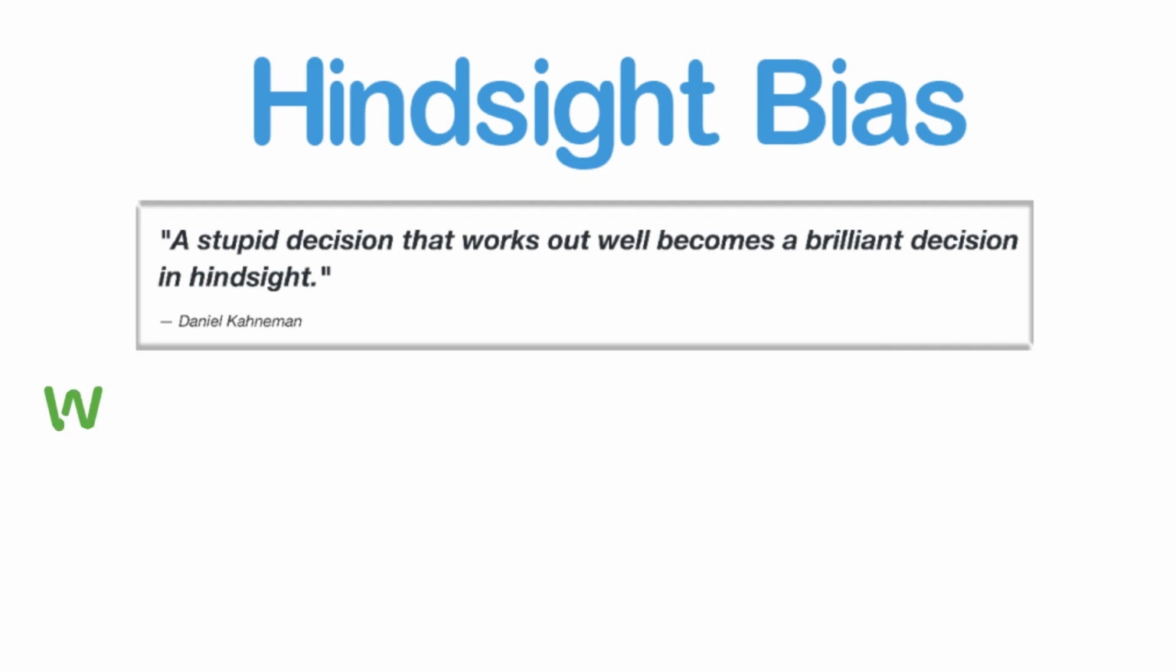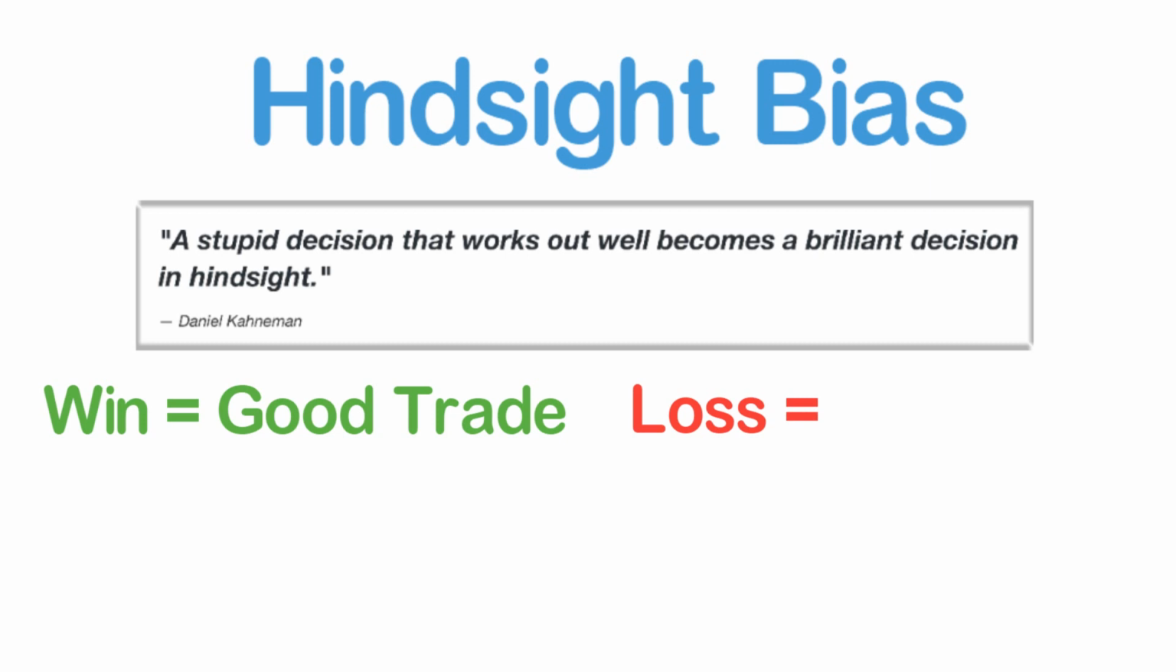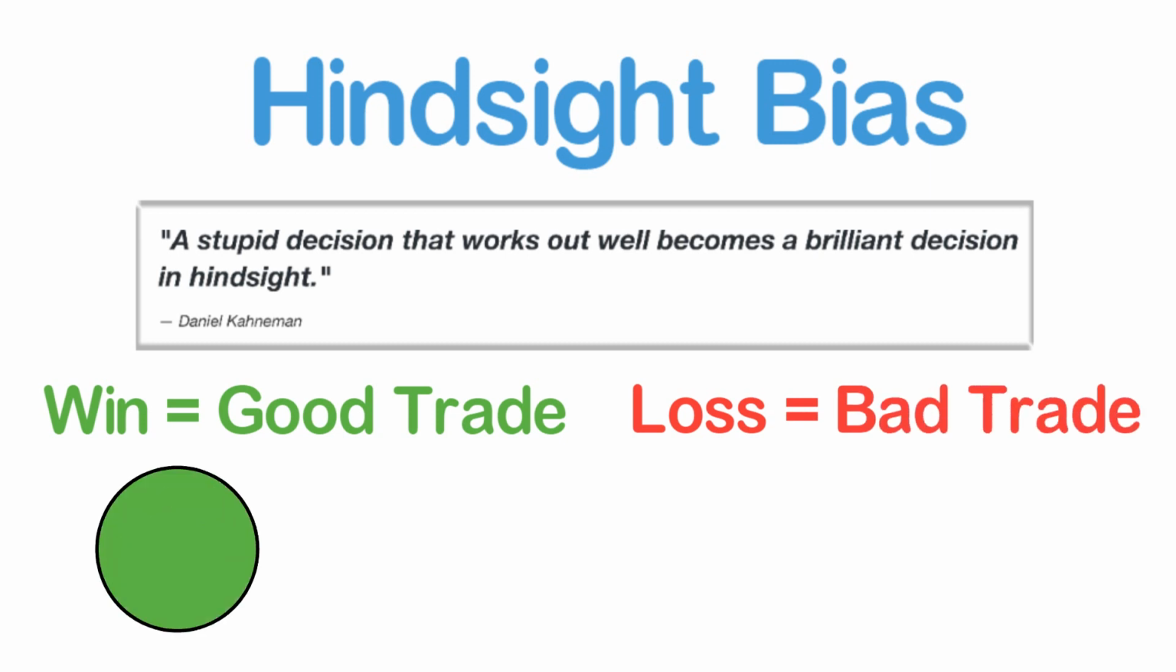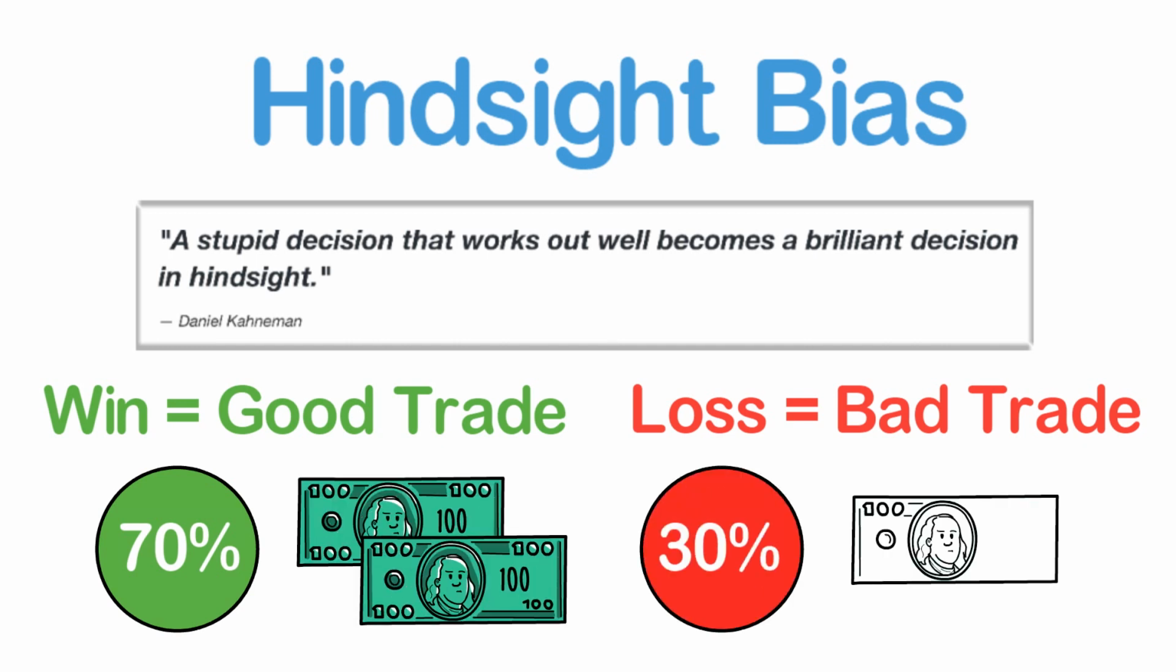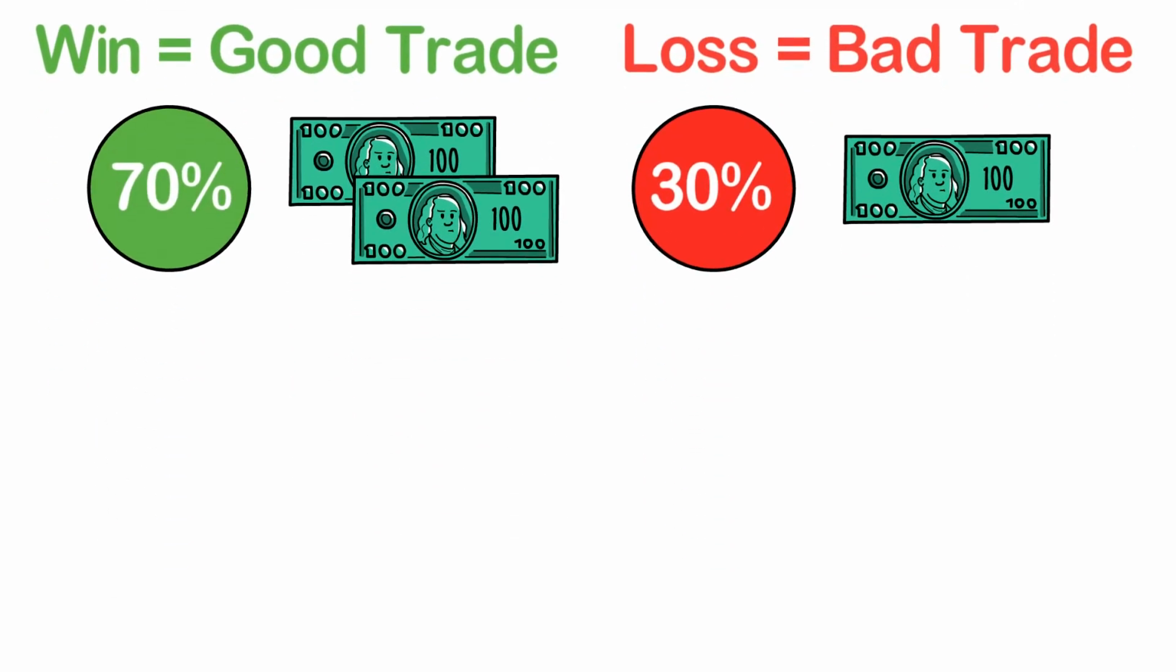In my opinion, hindsight bias is especially common amongst traders. Way too many traders evaluate the quality of their trades based on their outcome. This is a very flawed way of evaluating your trades. A trade that has a 70% chance of making $200 and a 30% chance of losing $100 is without a doubt a great trade, no matter its outcome. Even this trade won't work out 3 out of 10 times, but that doesn't make it a bad trade. Sadly, this is how many traders evaluate their trades.